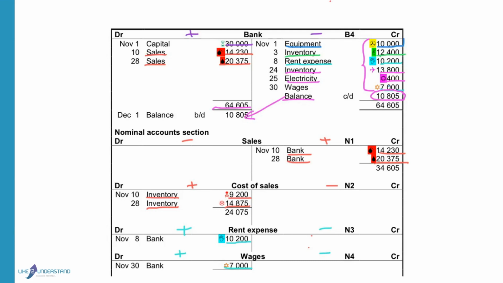After we recorded this 10,805 on the credit side, the two totals will be equal. The balance brought down is the one that will be recorded in the trial balance. So if the balance is brought down on the debit side, the balance will be on the debit side of the trial balance.